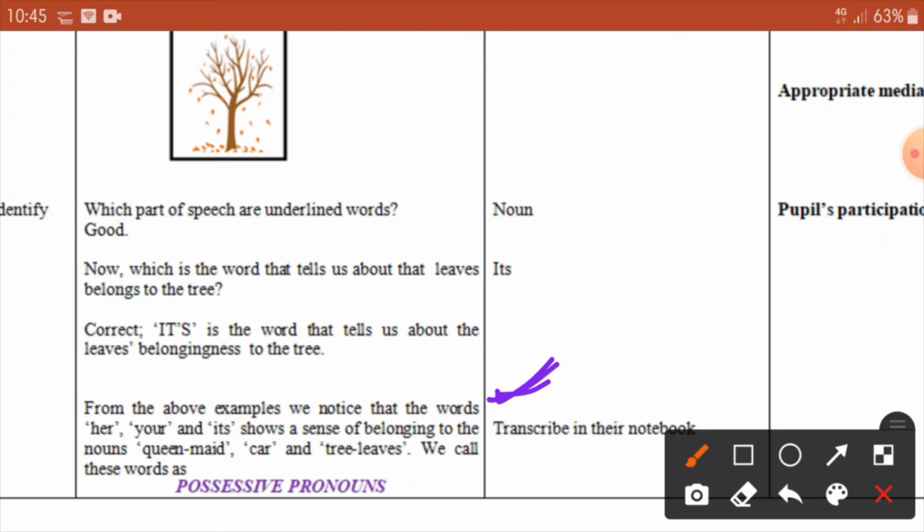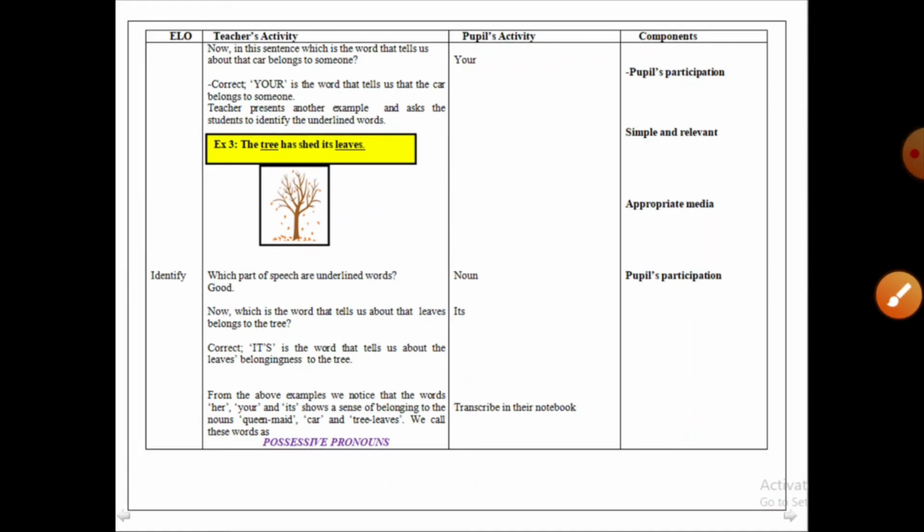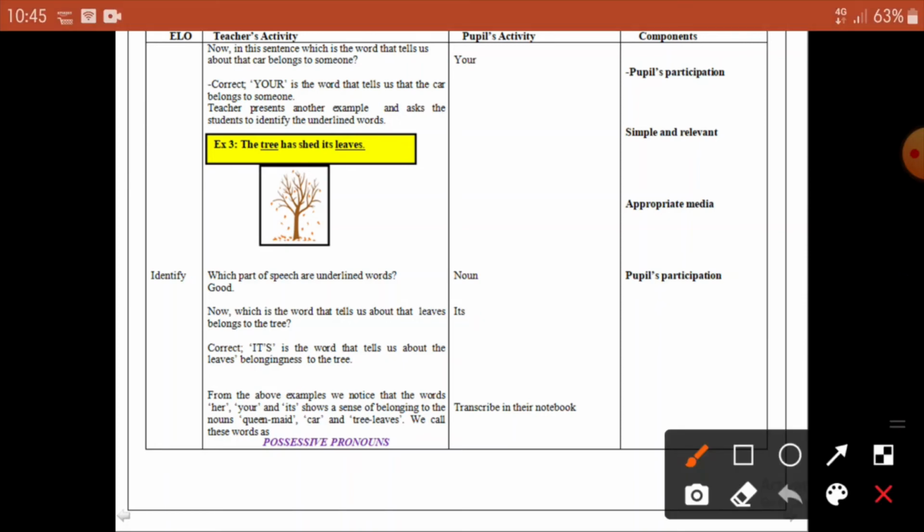This approach, till here, is the inductive approach, where the teacher gives the examples, involves the students and reaches the definition. And what you have done here, in all the places you have used the components. Wherever you are seeking pupils' participation, there you have mentioned pupils' participation, and for each example you should write simple, relevant and interesting, and appropriate media wherever you are using it. So like this, some components you need to mention wherever it applies, right?